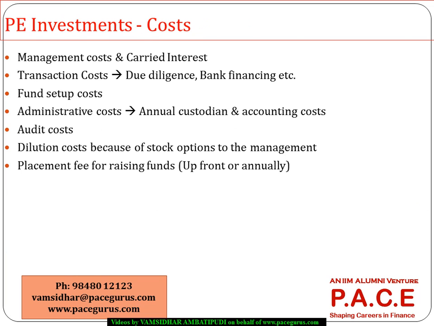And coming to the various costs, we have already seen the management costs which are paid on an annual basis to the general partner. There is a carried interest based on the performance of the general partner in terms of generating the profits. There are transaction costs which are associated with due diligence, the financings and all these costs. Every fund has initial setup costs, and administrative costs which happen on an annual basis, especially with respect to the custodian costs, the audit costs, the accounting costs, a lot of these things. And there is a dilution cost that comes to the PE investors, because the management of the portfolio companies have options to increase their stake in the company, which means it's a cost to the fund management, the PE firms. So even that has to be treated as a cost.